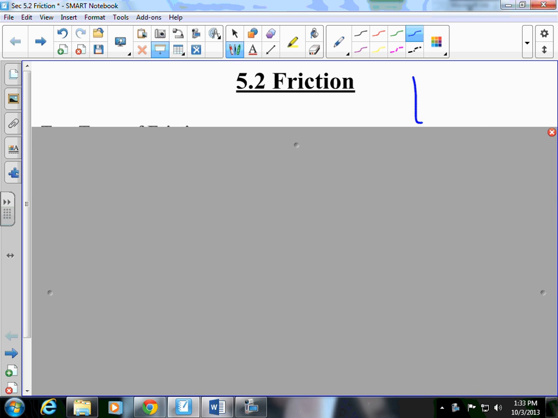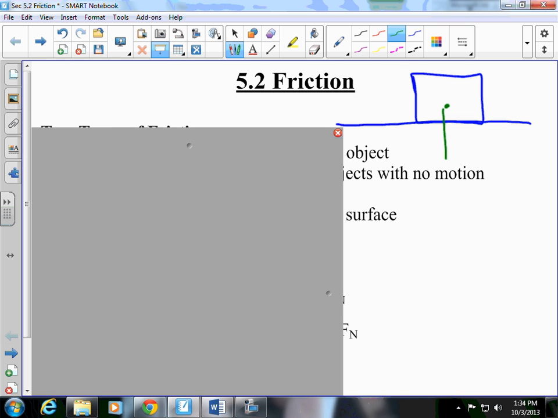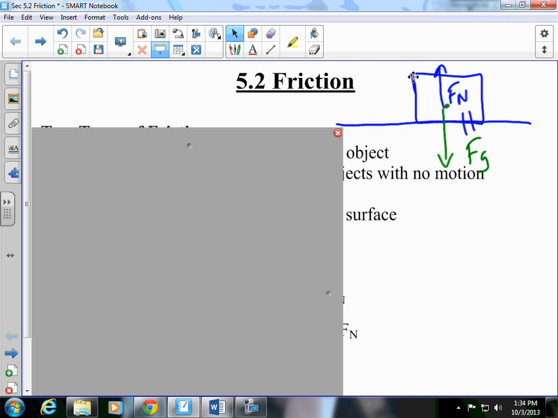We've talked about all types of forces so far: the spring force, the force of gravity, the normal force. I just want to review real quick. If I have a box sitting here, I have two forces acting on it. I have the force downward, which is the force of gravity. And then I have the force upward, which is the normal force. The normal force is always equal to the force of gravity because the object's not sinking into the floor. So keep that in mind.